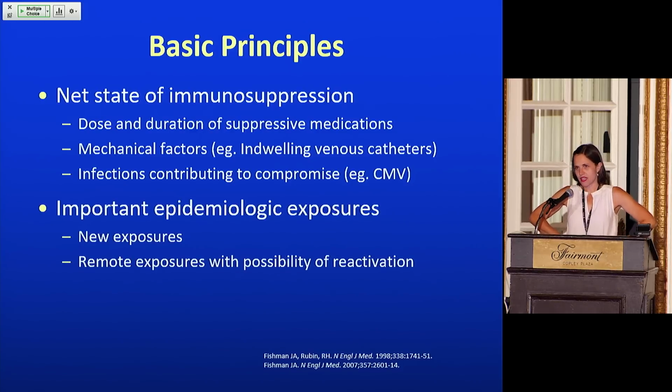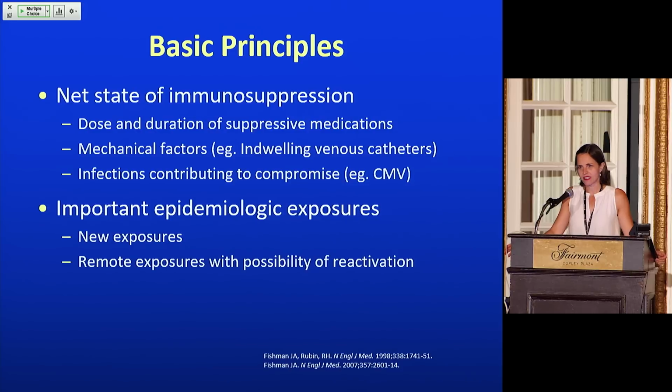So the other thing that they point out in this basic principles article is that you need to think about epidemiologic exposures in these patients. So, we always in ID think about the recent exposures. Did you eat in the restaurant where there's a salmonella or a norovirus outbreak? Or do you have a grandchild who has influenza? That sort of thing. But in this patient population, you really need to think about the remote exposures that the person had that can reactivate.